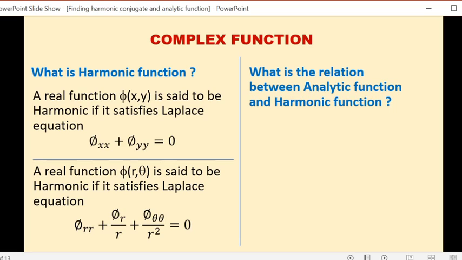What is a complex function? Complex function is f of z equal to u plus iv. This is a complex function. Is there any relation between a complex function and a real function?